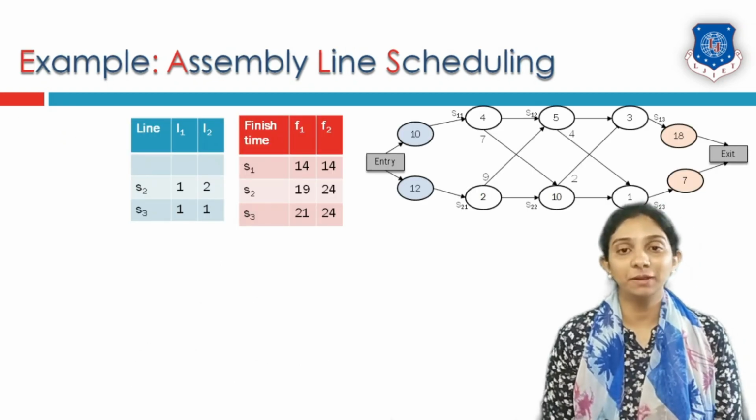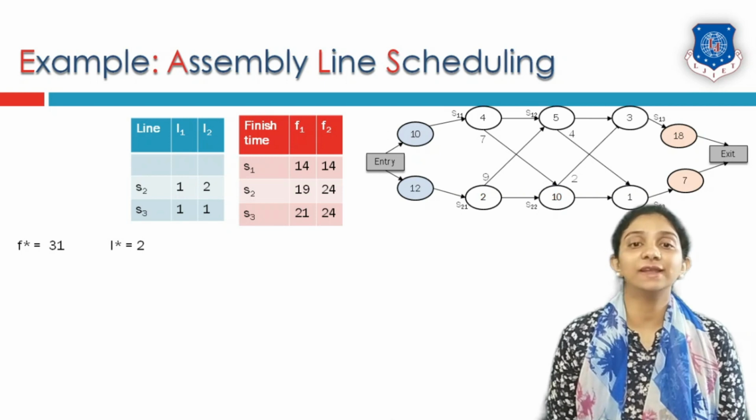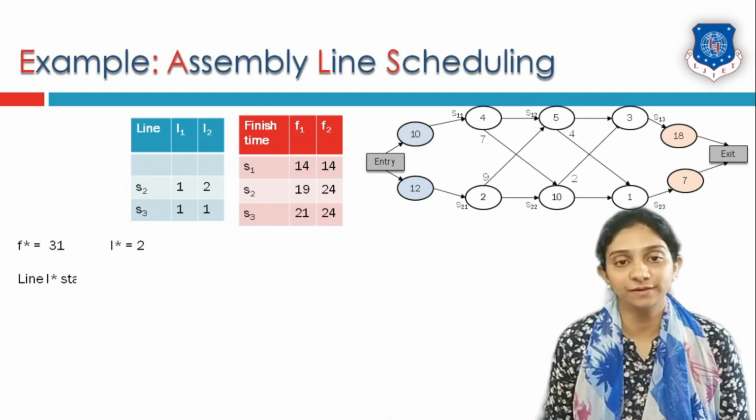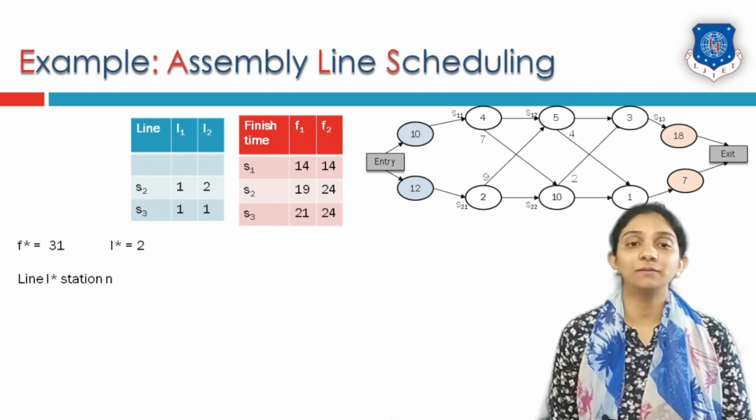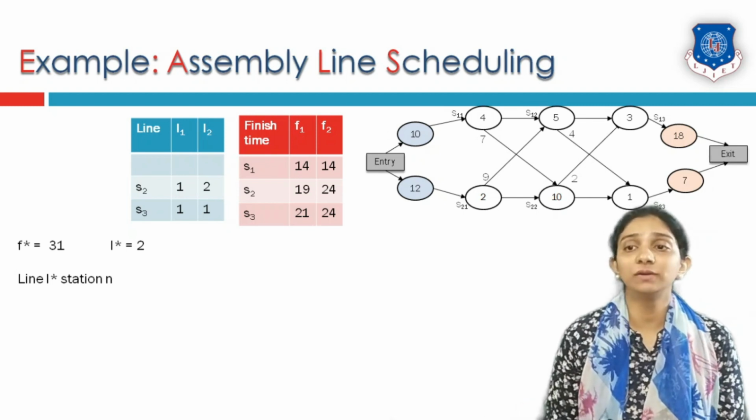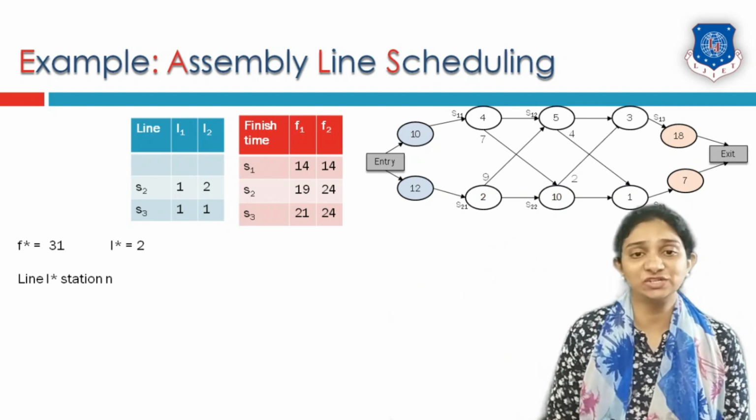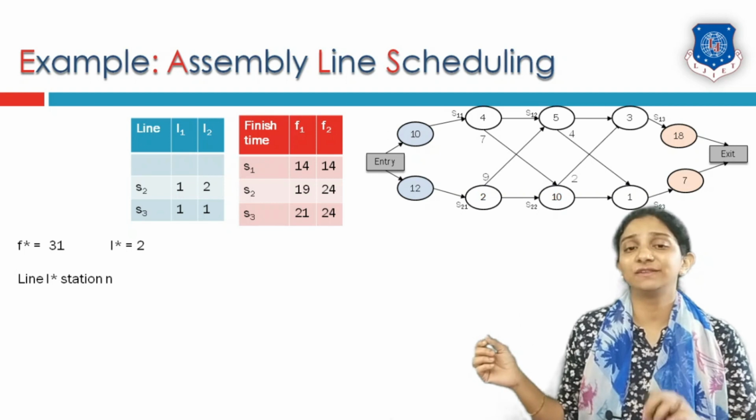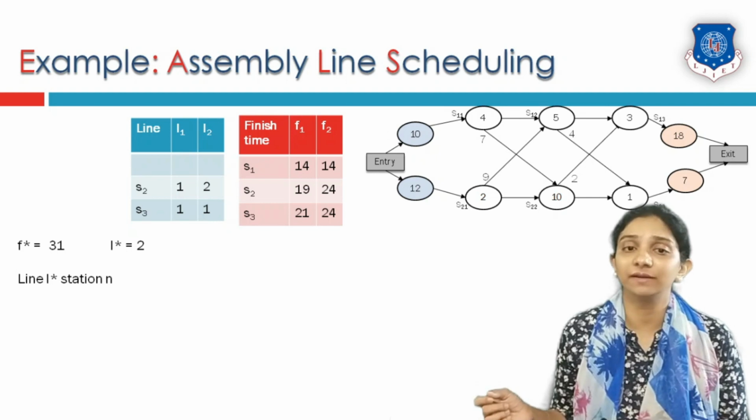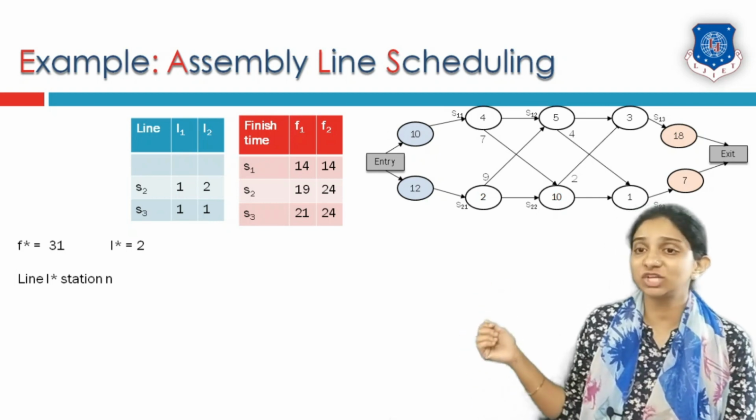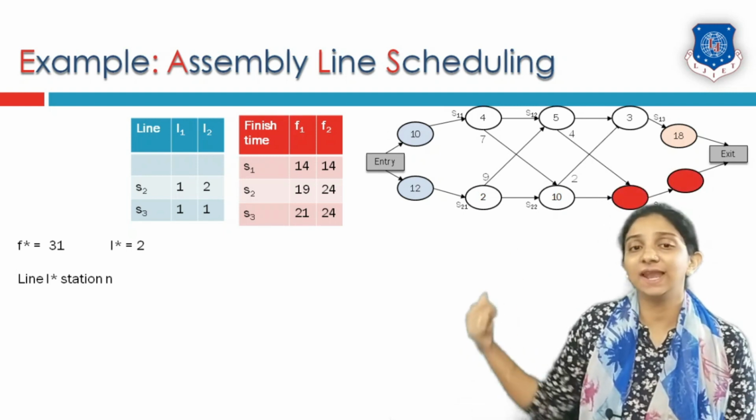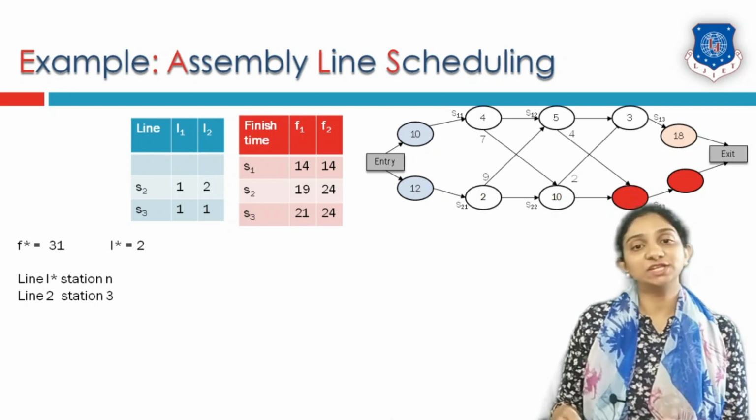How to find an optimal path? So let us start with F star and L star. L star is 2 and the last station in the figure is the third station. So we will start our algorithm with line star and station number n. We write down from exit, walking towards the entry side. Line star is the line over which the nth station is selected. The line star value is 2 and station n is the third station, so we select station number 3 in line number 2.